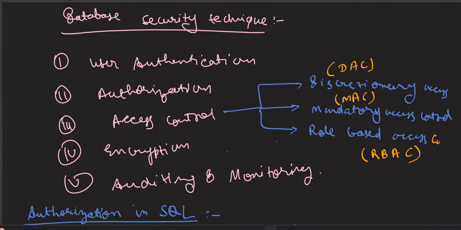In mandatory access control, there are security levels like top secret or confidential, etc. So this comes under mandatory access. And the last one is role-based access control.